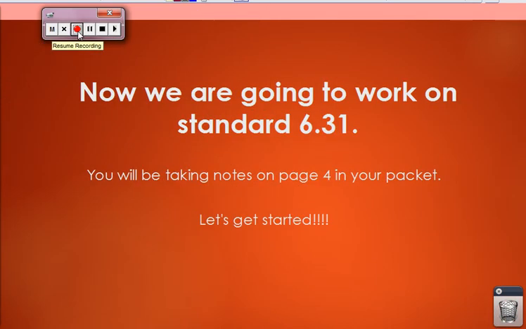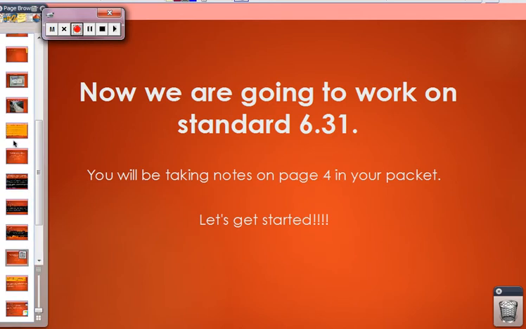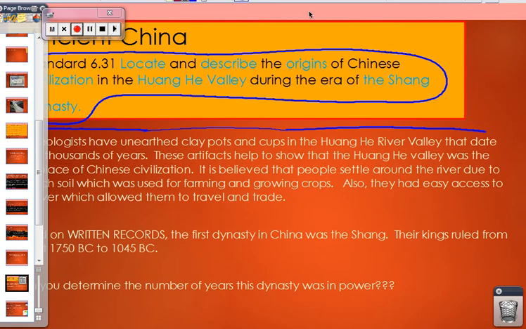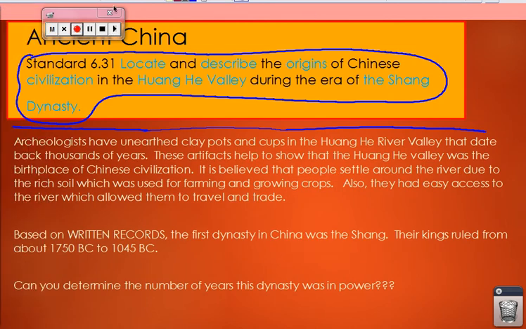All right, on page 4 of your packet, you're going to write at the top standard 6.31. Okay? And this is the standard, the part that is circled. So write this standard down right now. Standard 6.31. Locate and describe the origins of Chinese civilization in the Huanghe River Valley during the era of the Shang Dynasty.